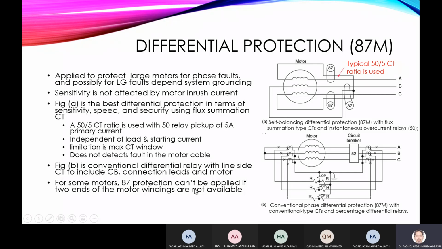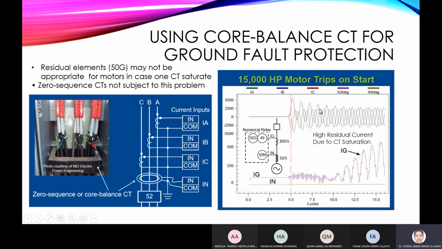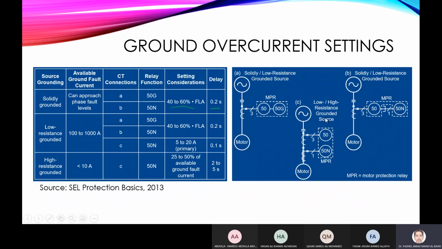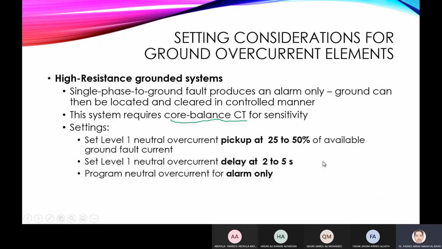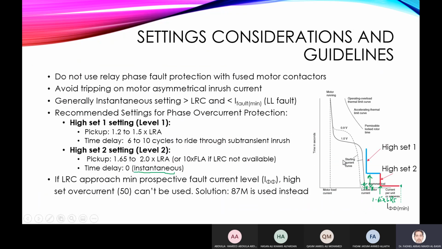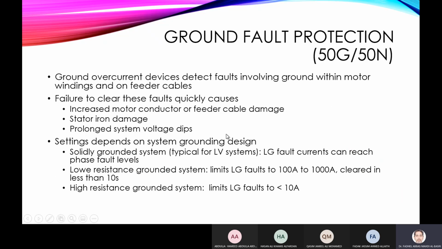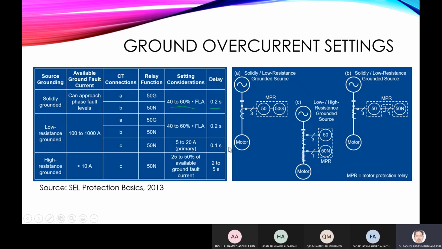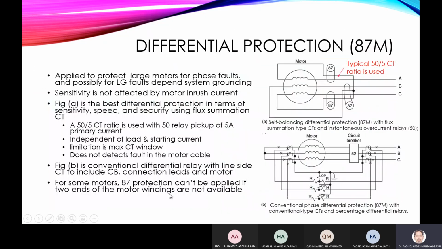There are also some situations where the differential is very critical and important, for example, when the starting current becomes very close to the fault current. So sometimes you cannot set those elements instantaneous. So the solution here is to go for the differential protection.